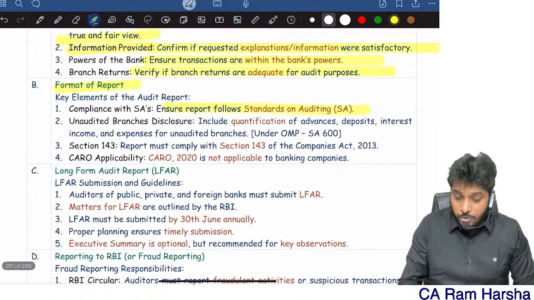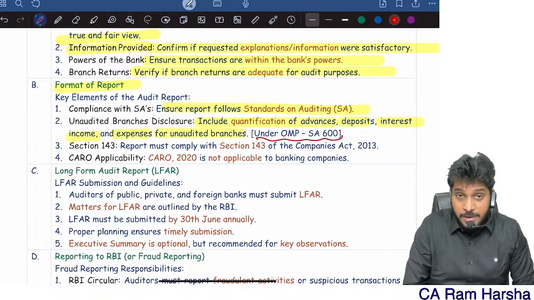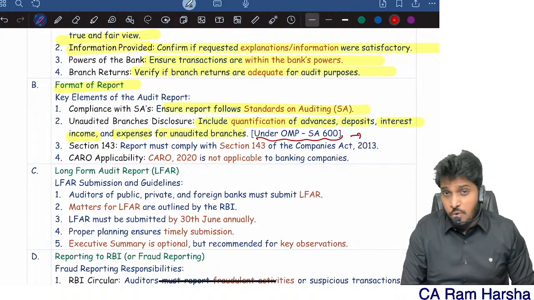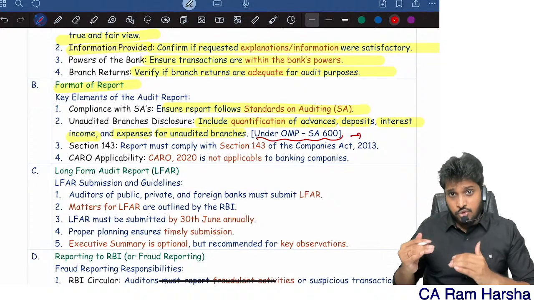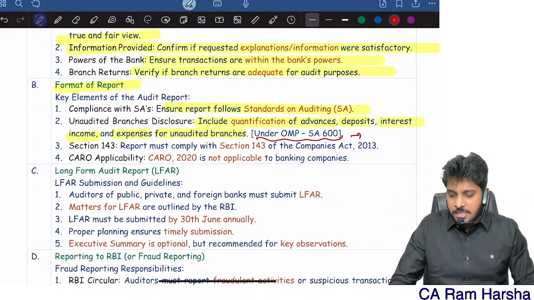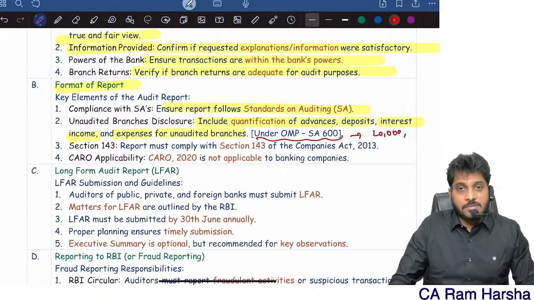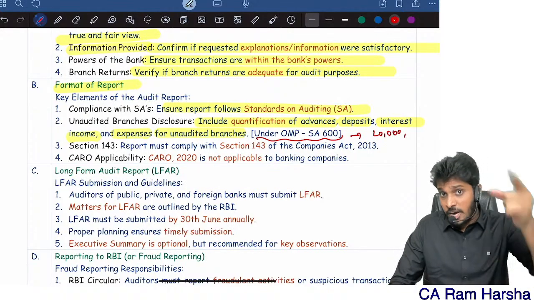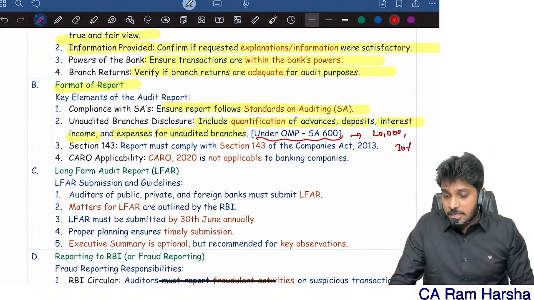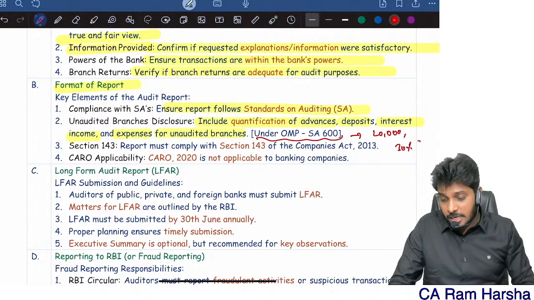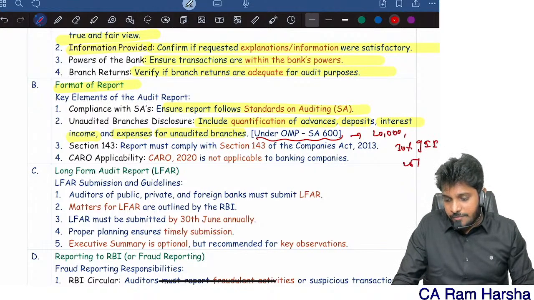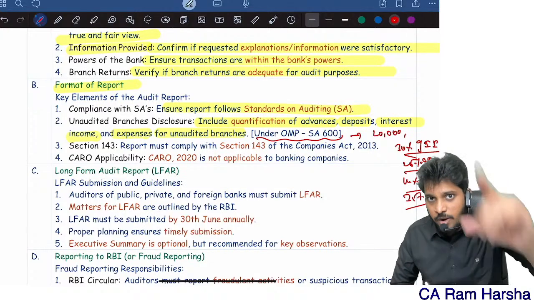In the audit report, quantification of advances, deposits, interest income and interest expenditure for unaudited branches must be given, in the other matter paragraph. I already showed this when discussing quantification. So the auditor has to tell how many branches are unaudited. Say some 20,000 branches are unaudited. What is the quantification? These 20,000 branches will occupy 30% of interest income, 25% of interest expenditure, 40% of advances, 35% of deposits. Like this, you should give a specific quantification.